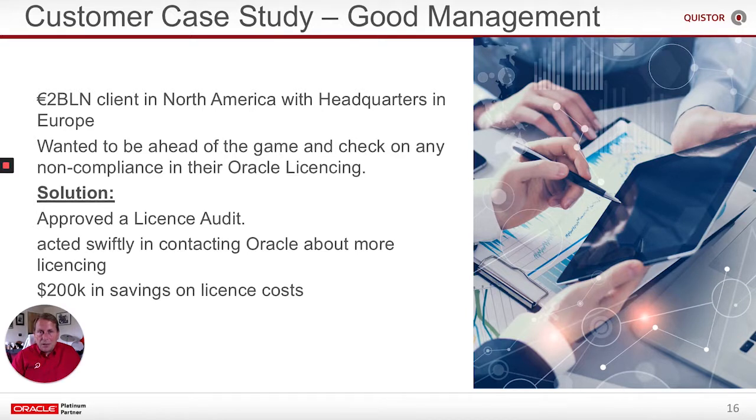Now, this is a customer case study that's all about good management. A $2 billion company in North America, headquartered in Europe, surprisingly enough. They just wanted to be ahead of the game. They didn't want Oracle walking through the door and finding that there was some non-compliance. The business is too big for them to be able to cope with that. They needed to be ahead of the game, one step ahead of Oracle. So they went through the license audit. They found that there was some non-compliance, and they acted very swiftly on that non-compliance by contacting Oracle.